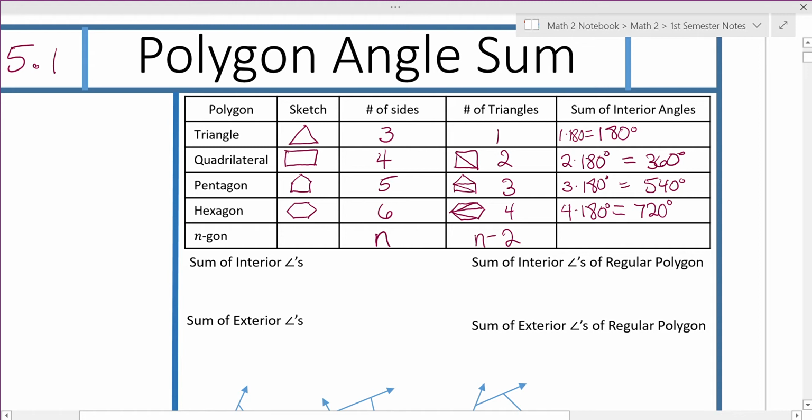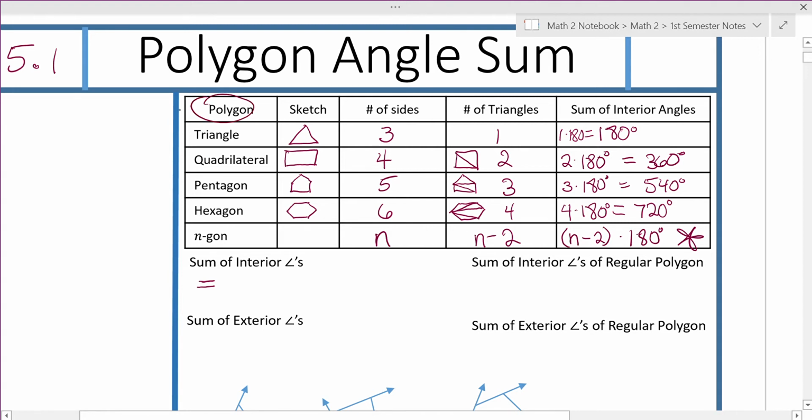So if we have n number of sides, where n represents any number, it could be 12, it could be 15, it could be 154, right? However many sides, there will be 2 less triangles in it. And then to figure out the sum of our interior angles, we're going to take however many triangles there are, which would be n minus 2, and we're going to multiply that by 180, the sum of one triangle. So this formula here is the equation for the sum of the interior angles of any polygon.